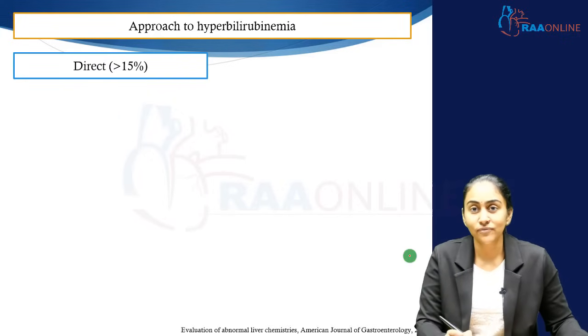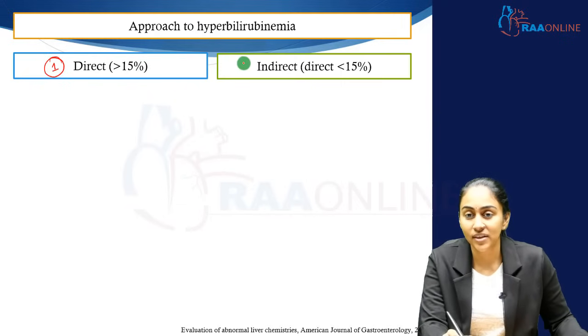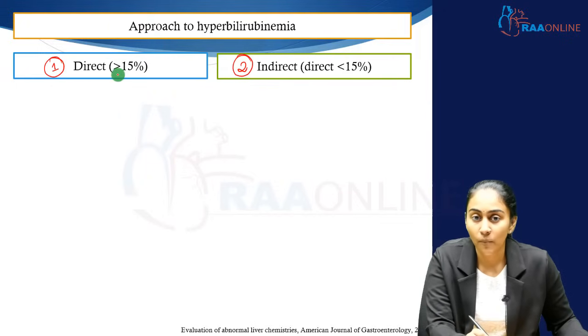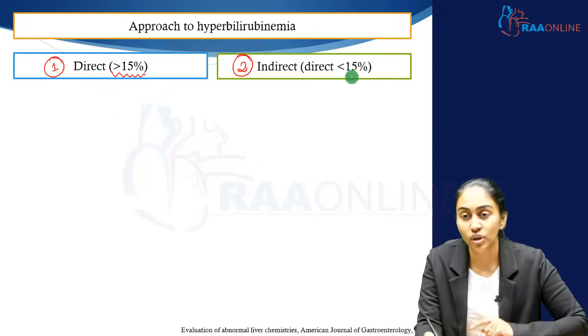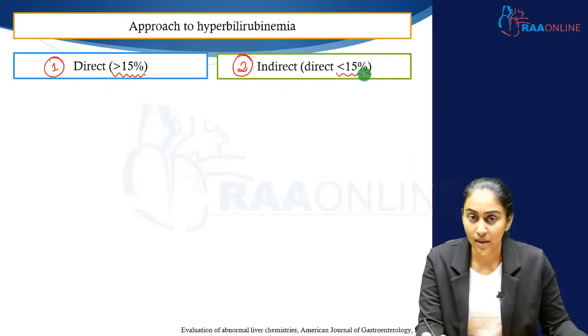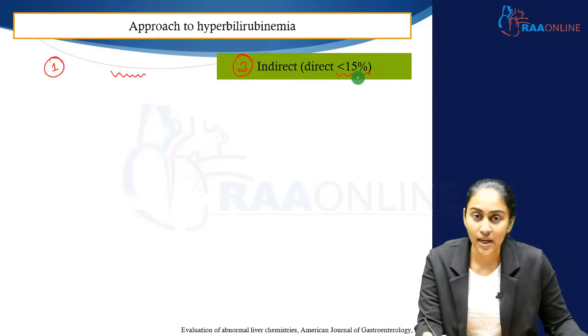So, as I said earlier, the first thing to do would be to see whether it is a direct hyperbilirubinemia or whether it is an indirect hyperbilirubinemia. If it is a direct hyperbilirubinemia, the direct fraction is going to be more than 15%. If it is an indirect hyperbilirubinemia, again you are only going to be looking at the direct fraction. If the direct fraction is less than 15%, then it is indirect hyperbilirubinemia. So, let us first look at indirect hyperbilirubinemia.